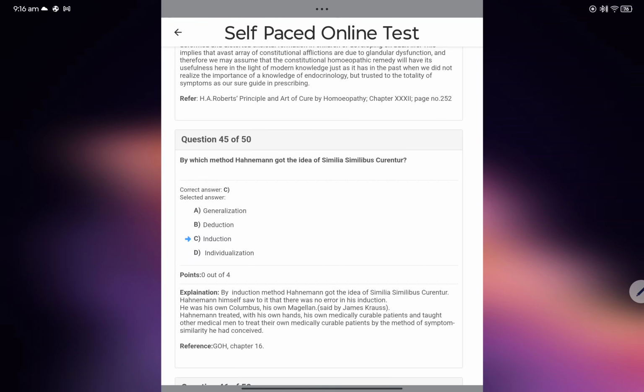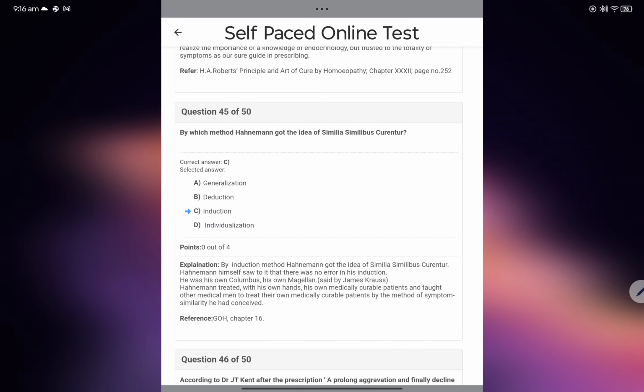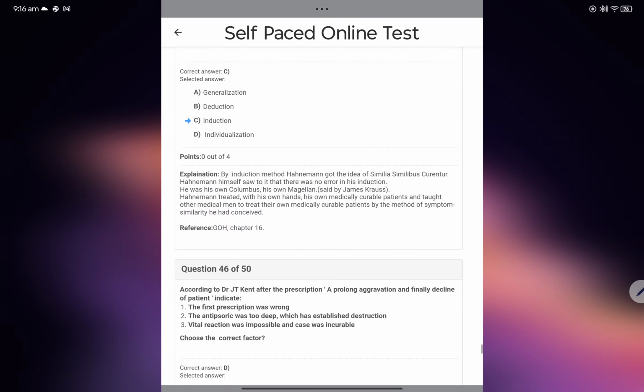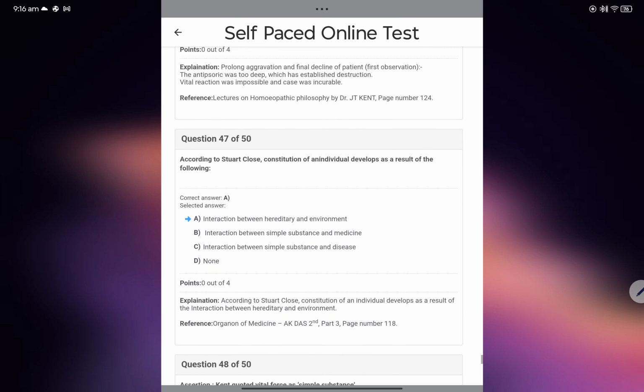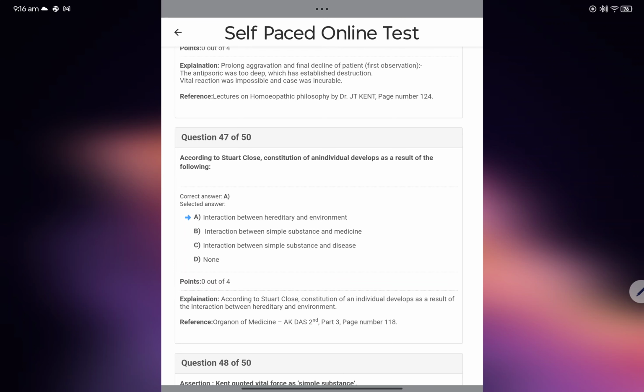Next question. By which method Hahnemann got the idea of similia similibus curentur? It was induction. Next question. According to Stuart Close, constitution of an individual develops as a result of the following. The answer is interaction between heredity and environment.